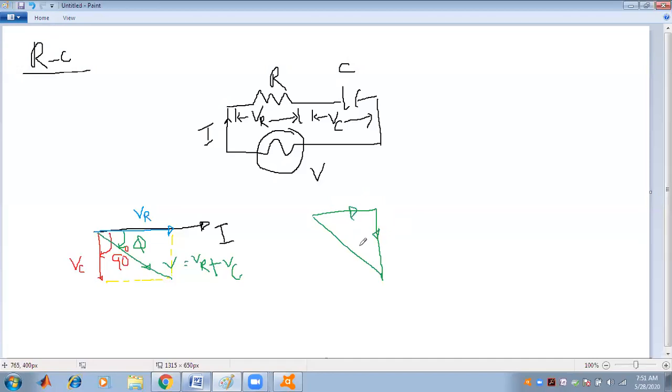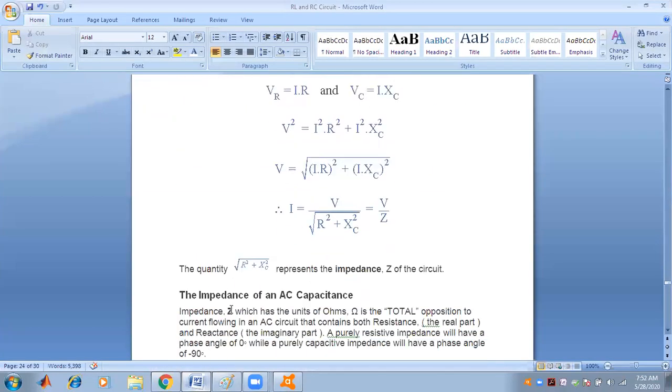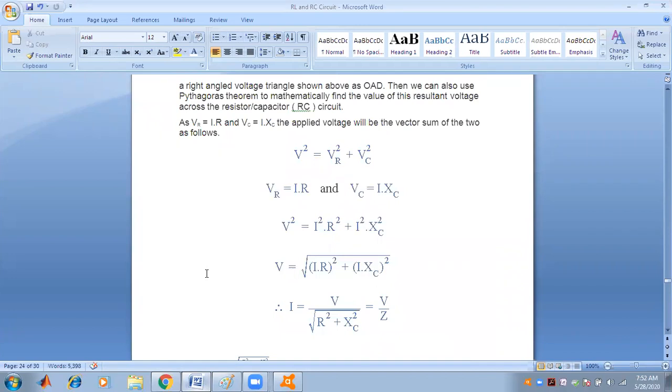So in the voltage triangle, this is VR, that is I into R, this is VC, that is I into XC, the capacitive reactance, and this is the resultant voltage V, that is I into Z, where Z is the total impedance of the circuit. There is a 90 degree angle due to the presence of the j component, and the angle between the resultant and VR is phi. So V square equals VR square plus VC square, as we have already done in the case of the inductor, just putting the values of IR and IXC.